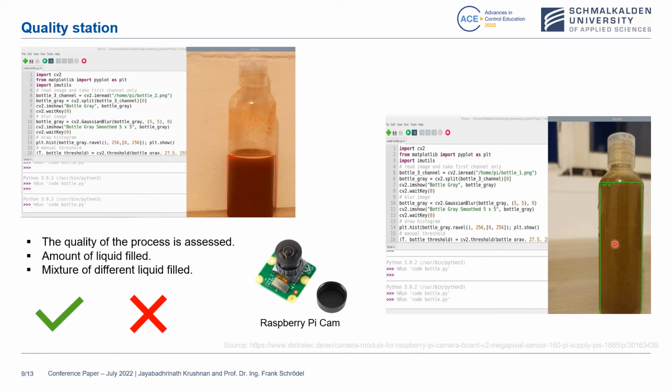This picture shows the example of the amount of liquid filled in the bottles. Using color monitoring conditions, the mixture of different liquids filled in the bottles can also be determined. Based on these two results, a decision is made if the product is as per the customer's requirement or not. From this, the product can be decided as okay or not okay.